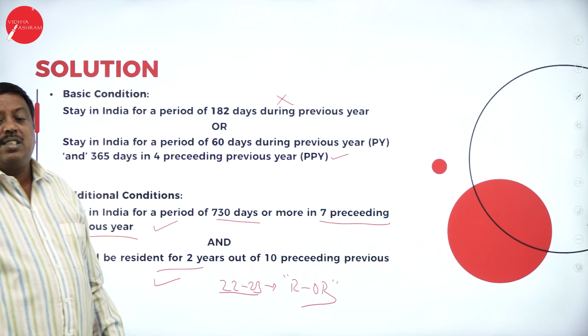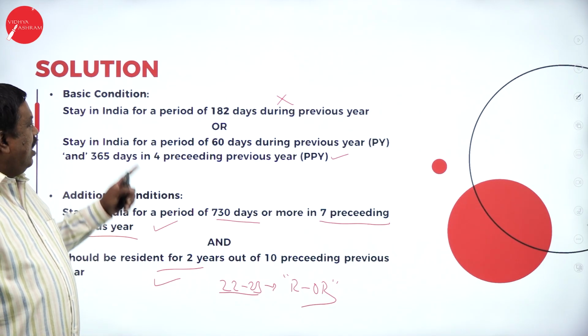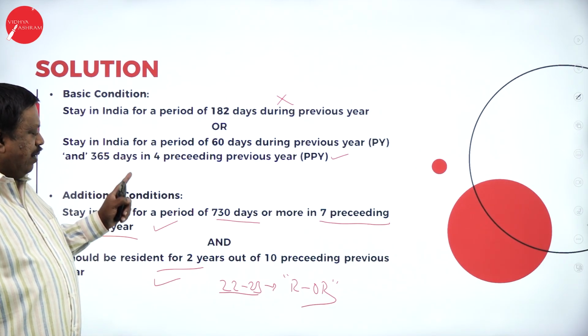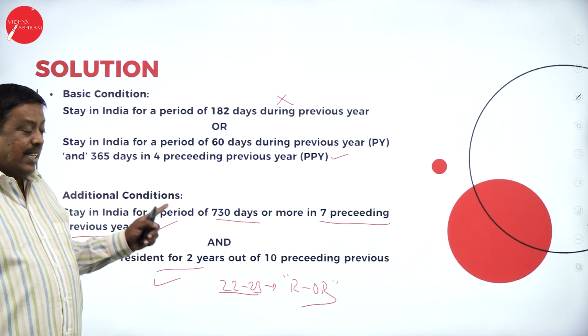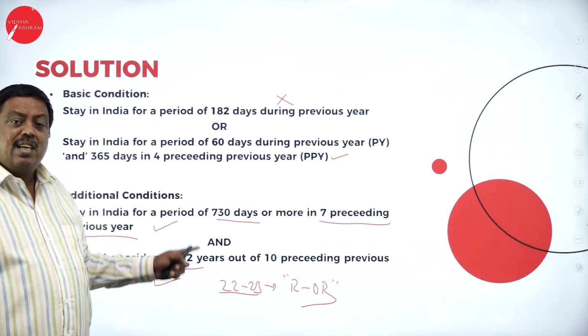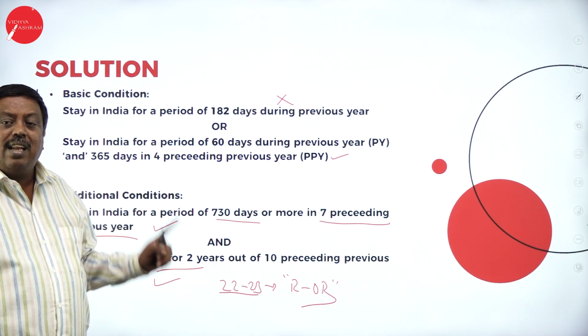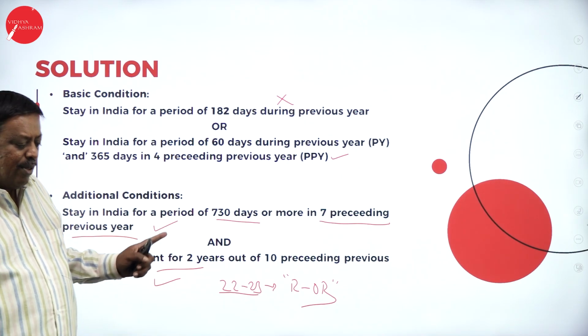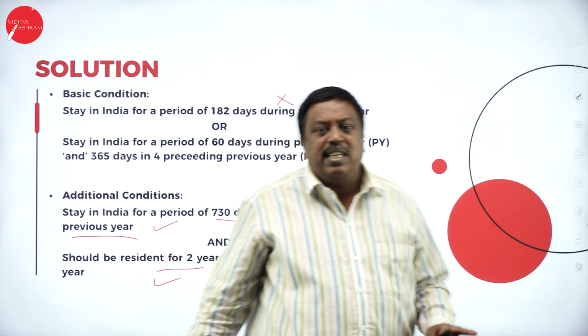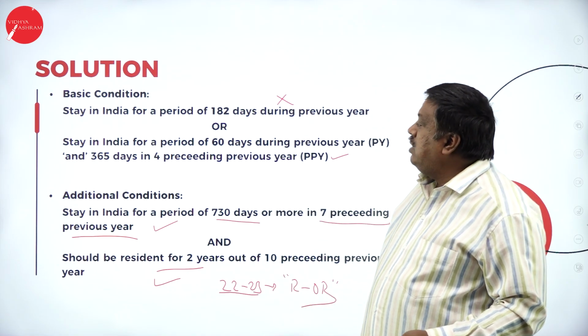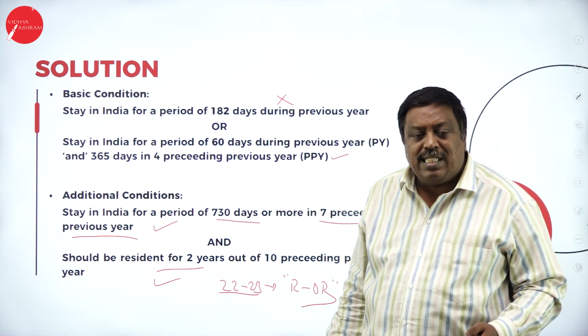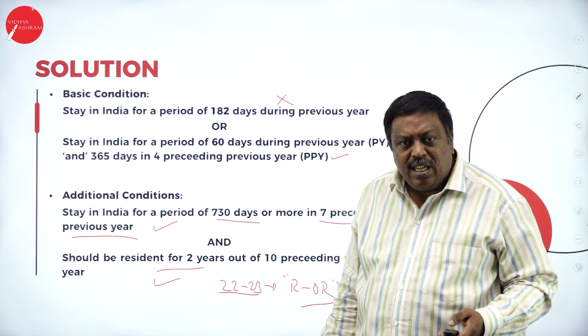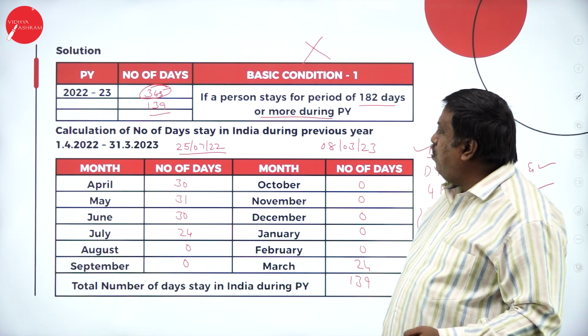What is my status for 22-23? I've satisfied one basic condition and both the additional conditions. When I satisfy both the additional conditions, my status will be ordinary resident. So this is how you have to solve the problem, and it is very simple to understand and to write in your semester examination. My dear students, go through the information properly.